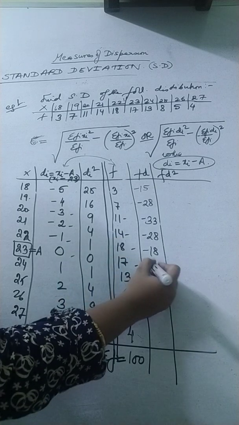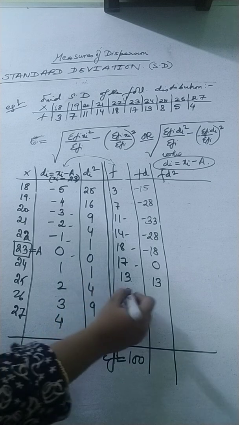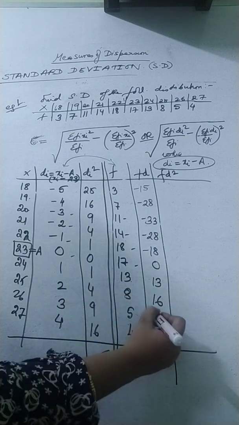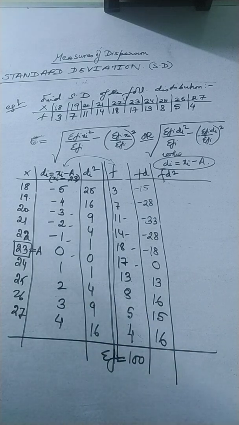0 into 17 is your 0. 1 into 13 is your 13. 2 into 8 is your 16. 3 into 5 is your 15. 4 into 4 is your 16. So this is your FD.